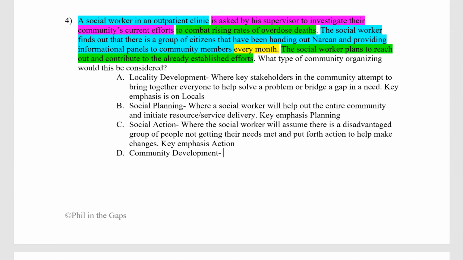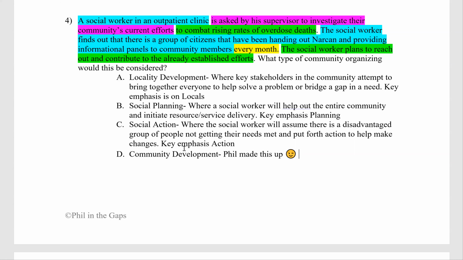done. Community development is going to be one that Phil made up. Why? Because there's only 3 types of community organizing. Just because it says community in it and development does not mean it's the right answer. Do not word associate, do not jump to conclusion. But let's look back at our question to see what we're looking at in particular.